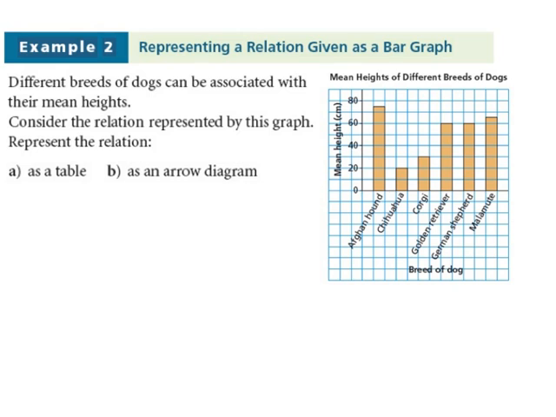In this example, we have a bar graph. Different breeds of dogs can be associated with their mean heights. That means average height. Consider the relation represented by this graph. Represent the relation as a table and then as an arrow diagram.